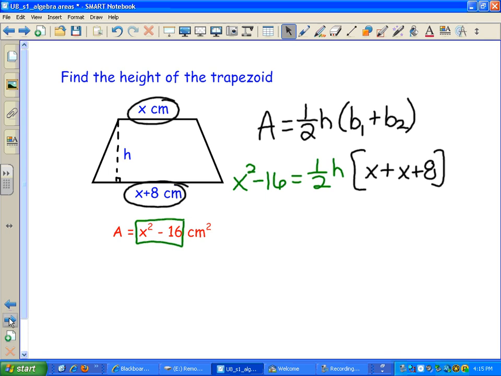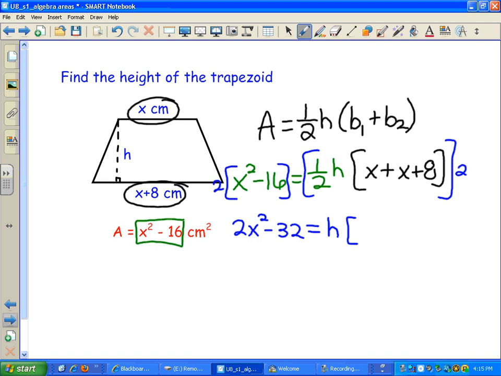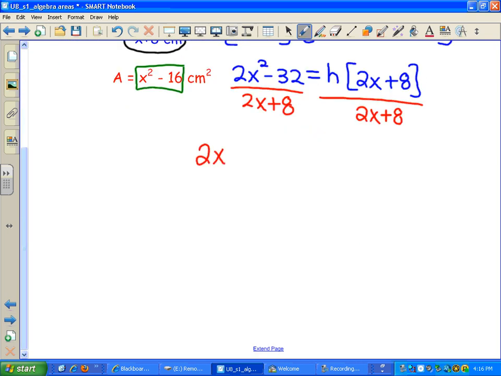From here, I'm going to get rid of 1/2, just like we did in our last example. I'm going to multiply by the reciprocal, which is 2, and do that to both sides. So I end up with 2x squared minus 32 is equal to the height, and I'm going to combine like terms in that bracket. It's going to be 2x plus 8. If I want to get the height by itself, I'm going to divide by 2x plus 8 on both sides of my equation. So what I have is 2x squared minus 32 over 2x plus 8 is equal to h.